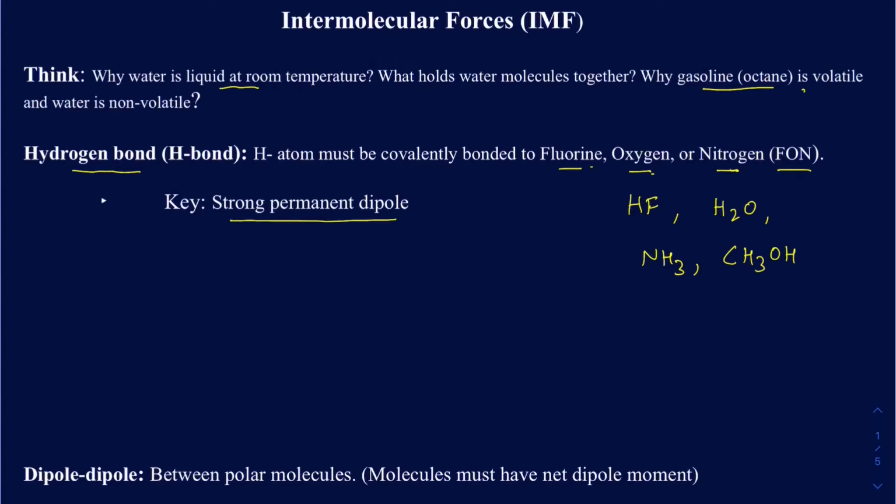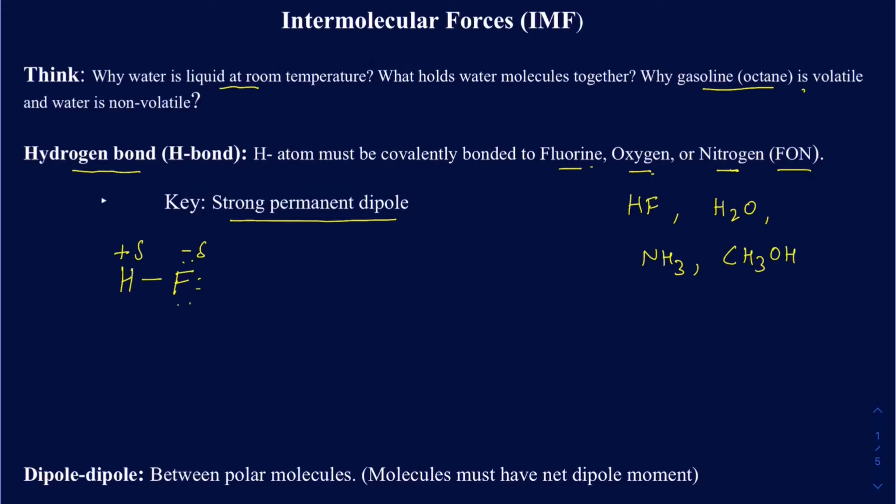If I take an example of HF, this is how the Lewis dot structure is going to look. Now if I compare the electronegativities, hydrogen is much less electronegative than fluorine, so as a result, the shared electron pair is going to be more toward the fluorine, and fluorine gets a partial negative charge and this hydrogen will have a partial positive charge. So that actually creates a permanent dipole.